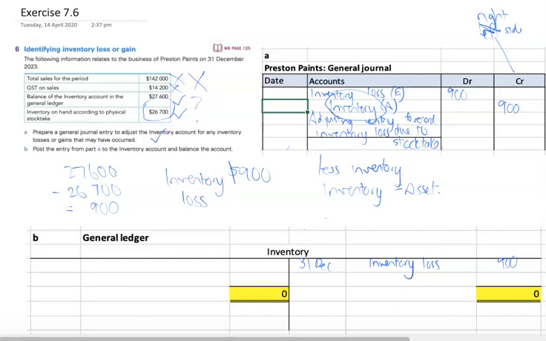Now we're asked to balance this account. We have a bit more information that we do need to put in here, because we know that the balance of the inventory account is $27,600. Balance of inventory is an asset. Assets balance are debits because that is where the positive occurs. So we should have actually $27,600 of inventory, 31 December, and our cross-reference here is balance because we don't have enough information to include anything else.